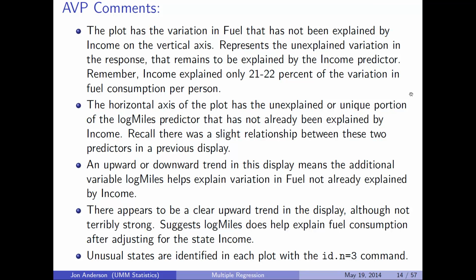And so that's what we are talking about here in this overhead 14. There is going to be some variation that hasn't already been explained by the income predictor. Remember, the income predictor explained about 21 or 22% of the variation. The horizontal axis is the unique portion of the variation in log miles that hasn't already been explained by the income, and because there's a trend, it is suggesting evidence that this predictor, log miles, is going to explain fuel consumption.